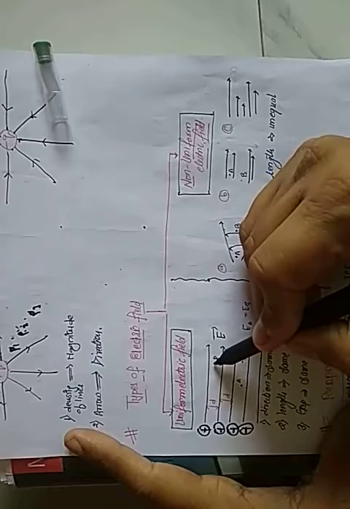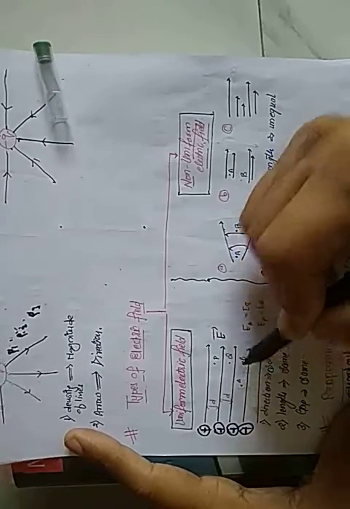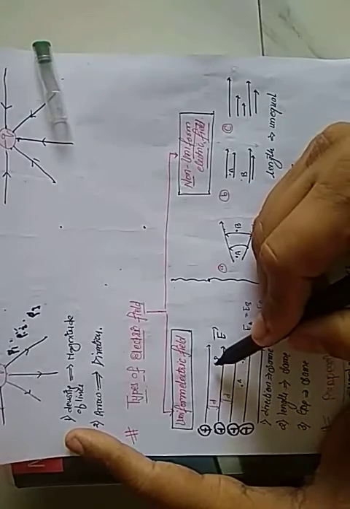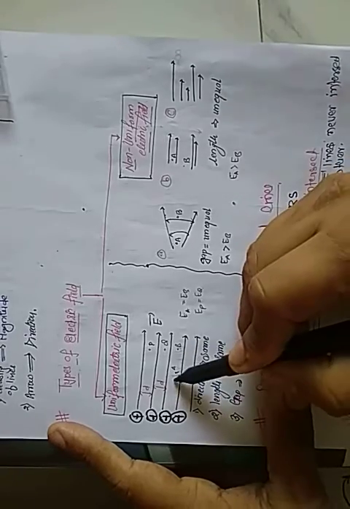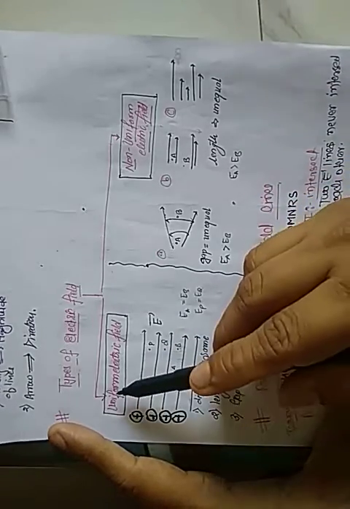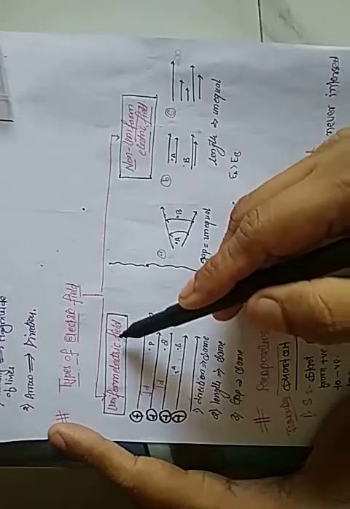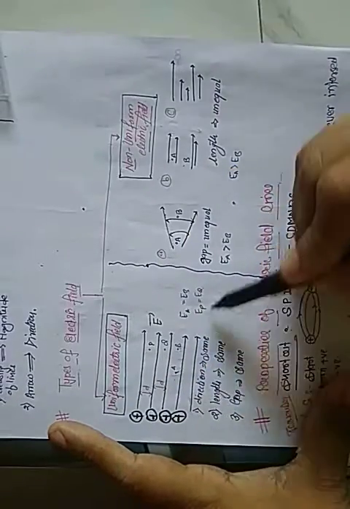Suppose we assume points P, Q, A, B, numbers of points. The electric field at point A and B are the same because all the fields are equal. How can we understand? See, the directions from all the positive charges are the same. So this is the first property of uniform electric field. If anybody asks you how you can say this is a uniform electric field, it is because all the directions are same.